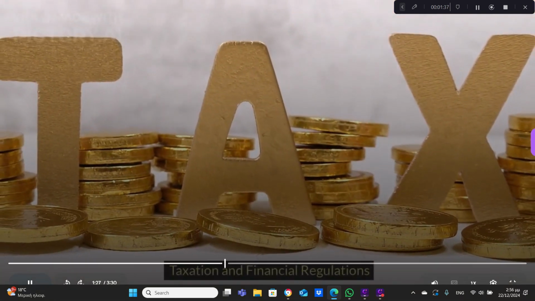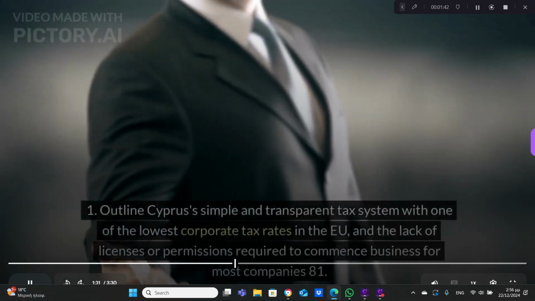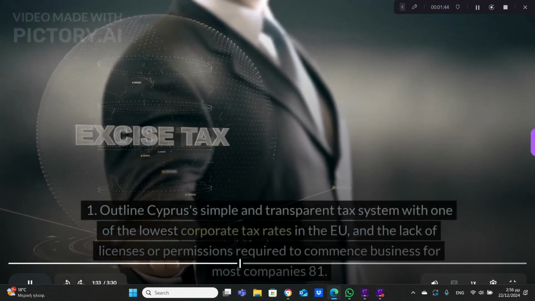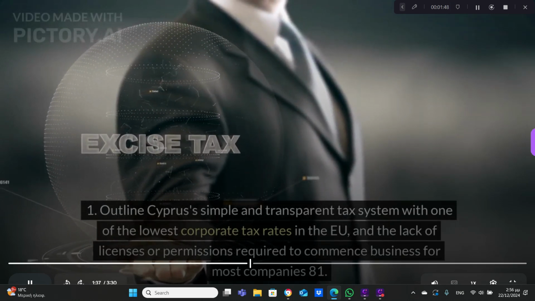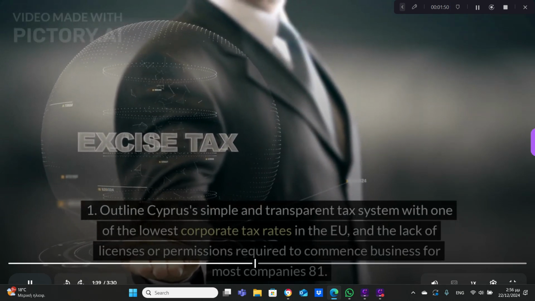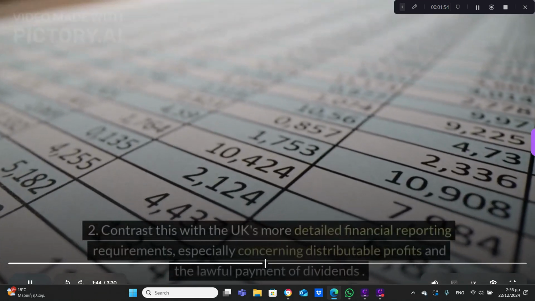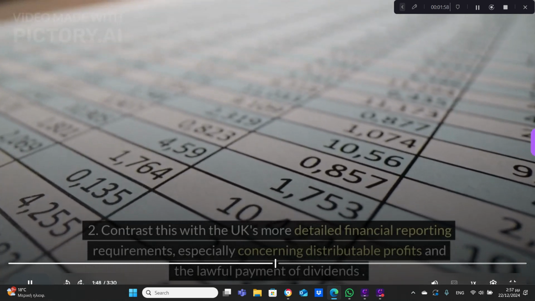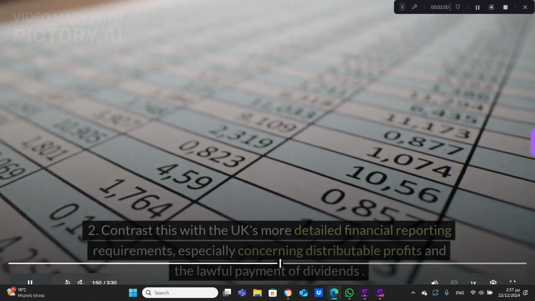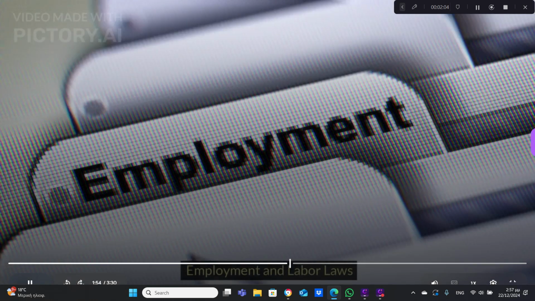Taxation and financial regulations. 1. Outline Cyprus's simple and transparent tax system with one of the lowest corporate tax rates in the EU, and the lack of licenses or permissions required to commence business for most companies. 81. 2. Contrast this with the UK's more detailed financial reporting requirements, especially concerning distributable profits and the lawful payment of dividends.